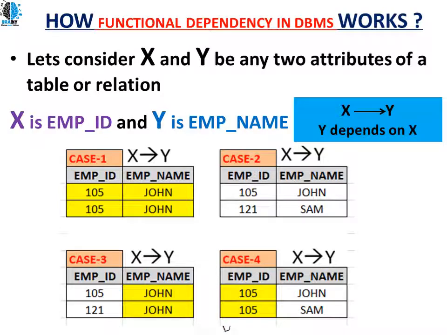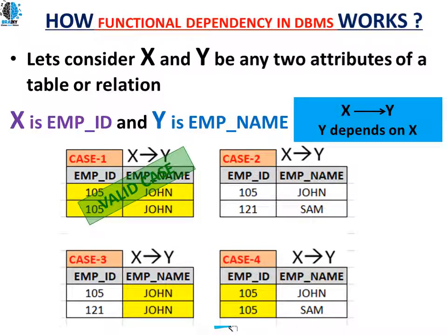In the first case I have 105 John, 105 John: employee ID 105, employee name John. If I have this type of data in my database, I will be checking whether this particular case is true or false, valid or not. For this purpose, functional dependency will let us know whether the case is valid. In case 1, the employee ID 105 with John is repeated two times, but it is a valid case.